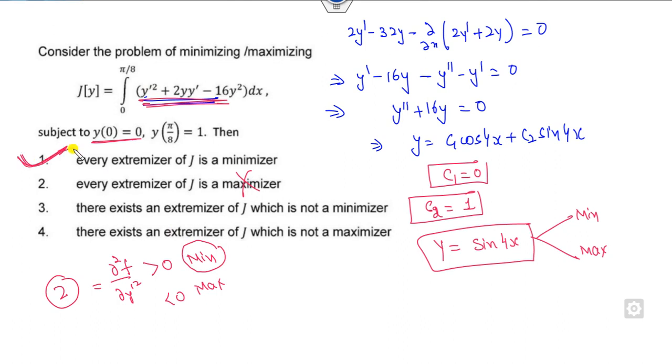Here is the right answer. There is an extremal which is not a minimizer. That's not a minimizer, that means it's a maximizer. That option is also cancelled out. There exists an extremal of j which is not a maximizer. That's true, because we get a minimum there. So the right answer is first and fourth.